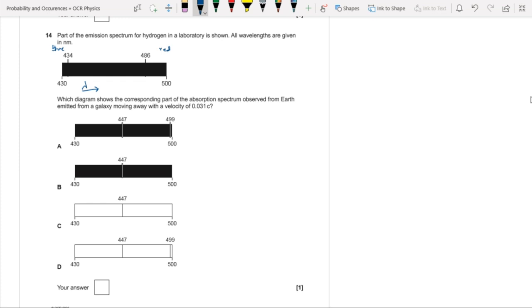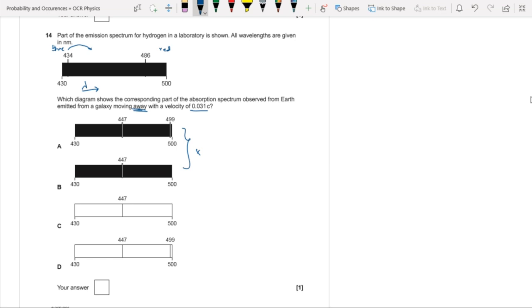Okay, which diagram shows the corresponding part of the absorption spectrum observed from Earth, emitted from a galaxy moving away with a velocity of 0.031 c, the speed of light? A and B don't look like absorption spectra, so it's between C and D. So A and B are out. Since the galaxy is receding, the spectrum should be redshifted, so the spectrum should shift towards the right-hand side. All of these are, by the way, redshifted.